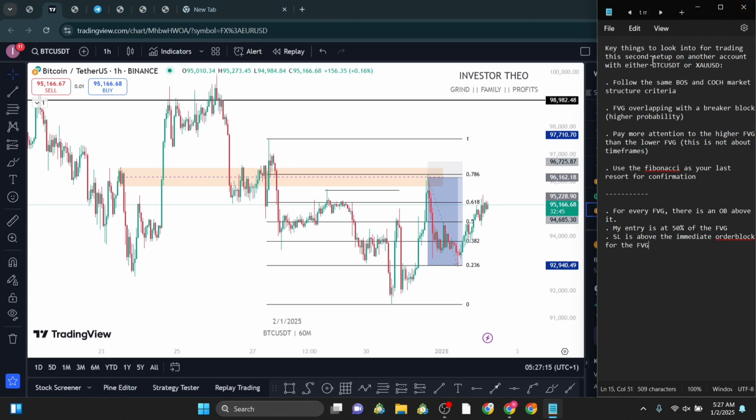So we're looking for some key things here on either BTC USD or XAU USD. You can also work on EUR USD, GBP USD, and likes, other cryptos, forex, even synthetic indices. It works there. But let me just explain.